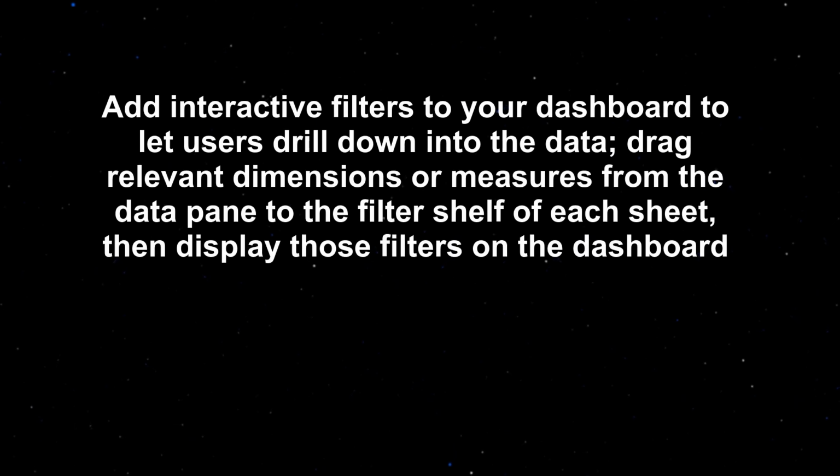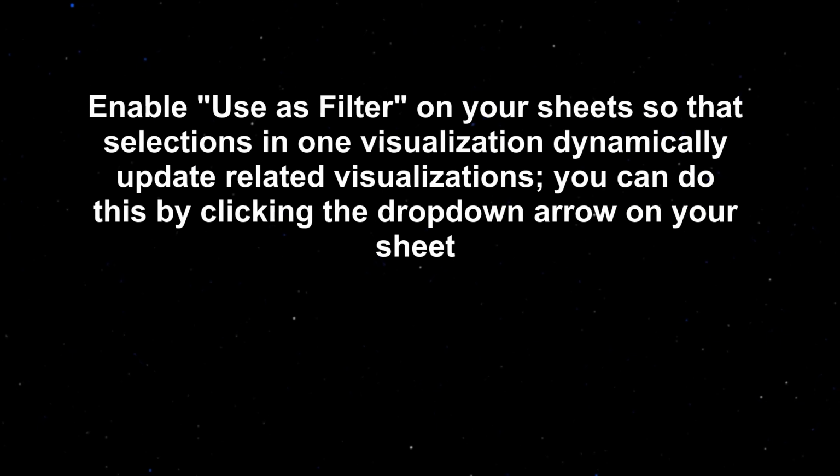Add interactive filters to your dashboard to let users drill down into the data. Drag relevant dimensions or measures from the data pane to the filter shelf of each sheet, then display those filters on the dashboard. Enable Use as Filter on your sheets so that selections in one visualization dynamically update related visualizations. You can do this by clicking the drop-down arrow on your sheet.